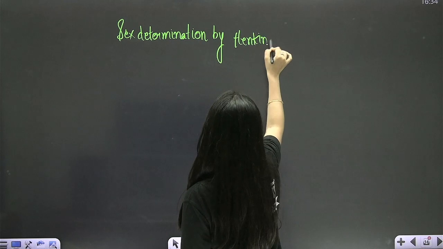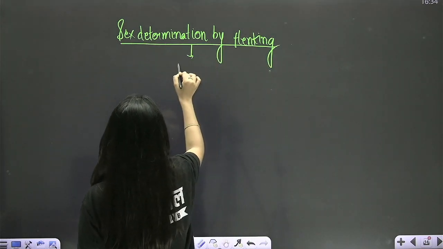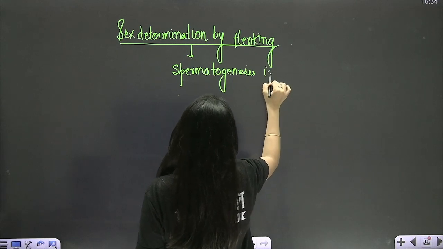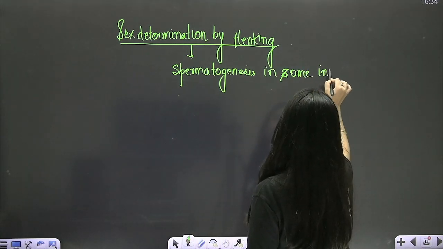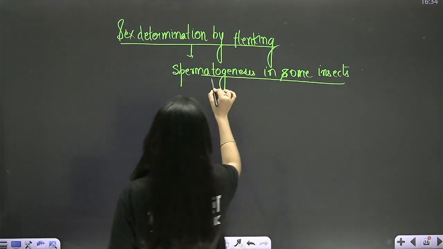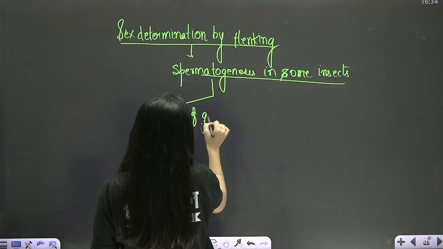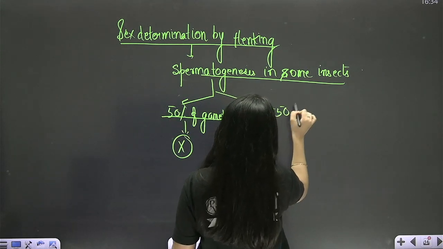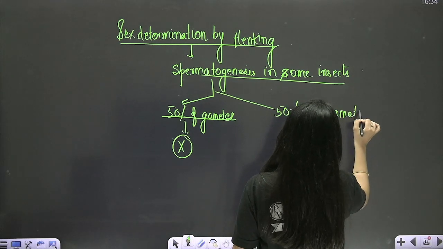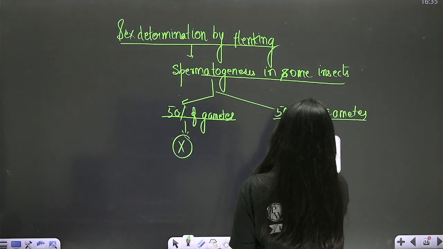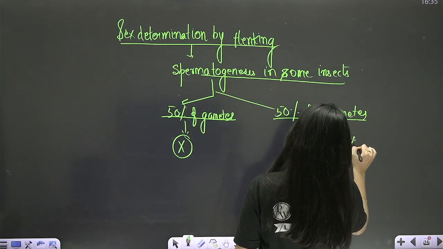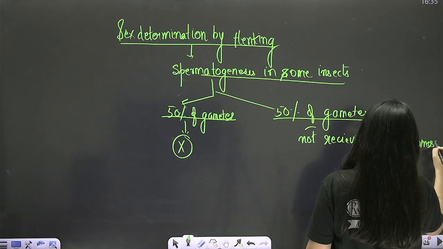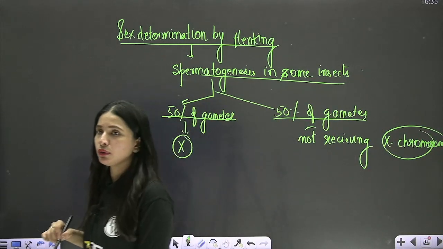So what does Henking have to say? According to Henking, he basically studied spermatogenesis in some insects, and he observed that only 50% of the gametes were receiving the X chromosome and 50% of the gametes were not receiving the X chromosome. Later on, this other chromosome was referred to as Y.